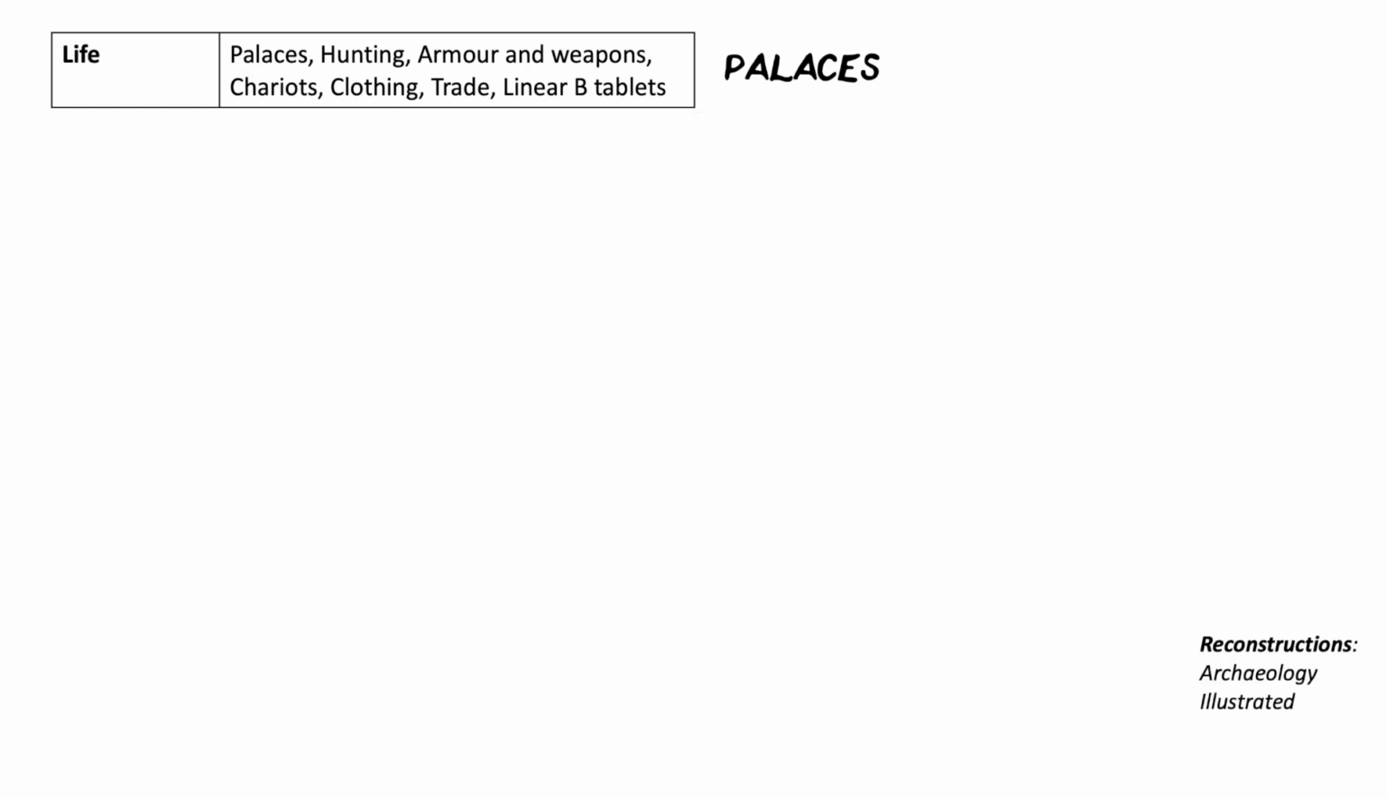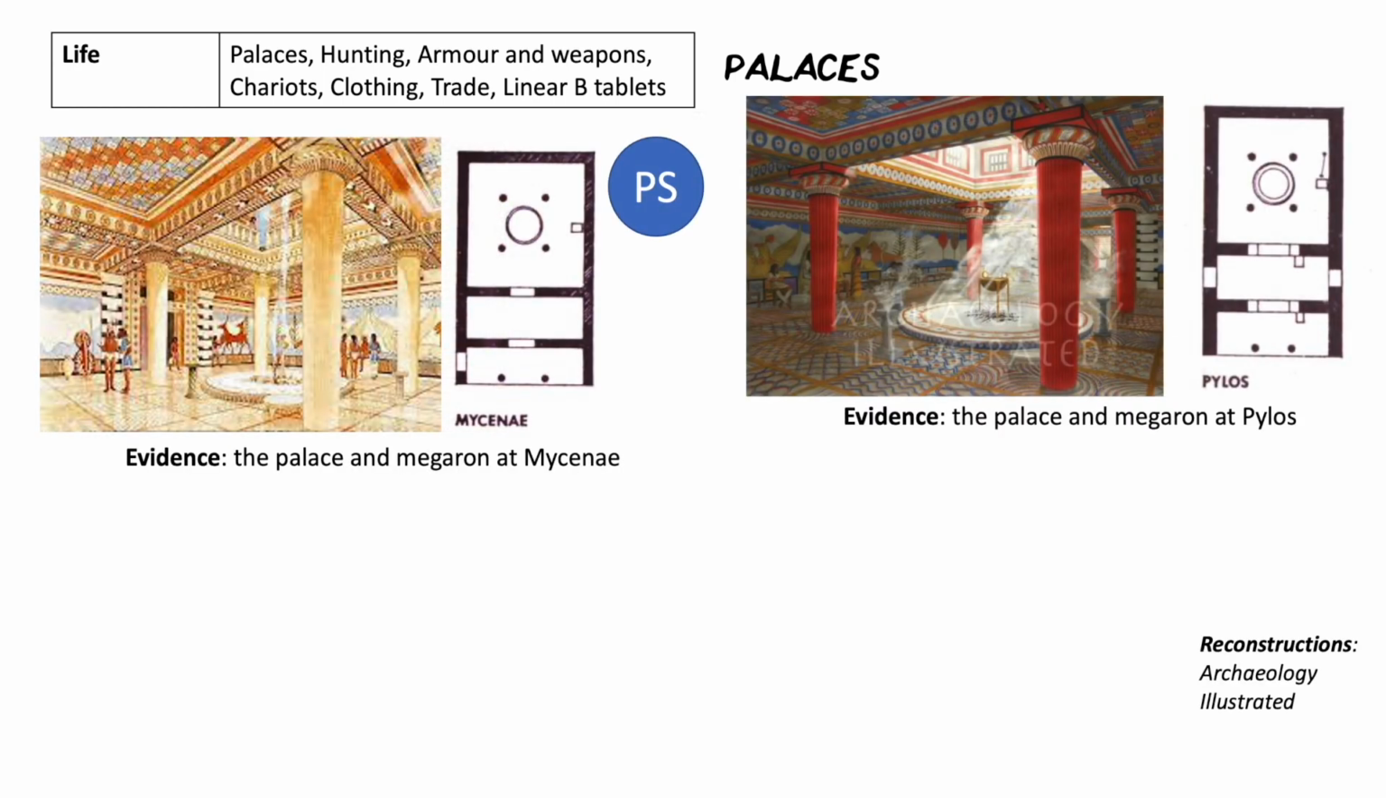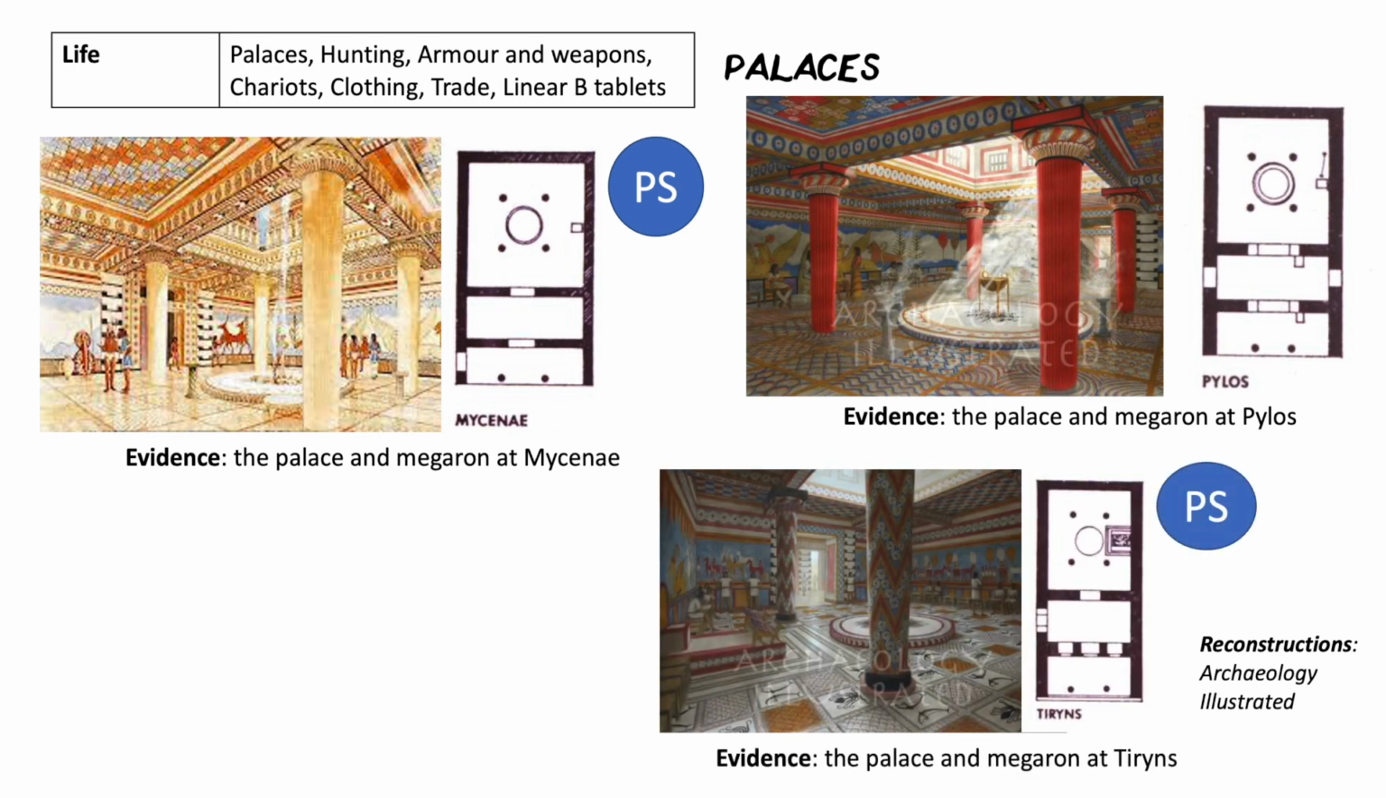Let's look at these Megarons. Here I've put the Megarons of Mycenae and Pylos and Tiryns together, the plans of them, along with these fabulous reconstructed illustrations of what they may have looked like based on the fresco evidence. So we can see that they all follow the same kind of plan.